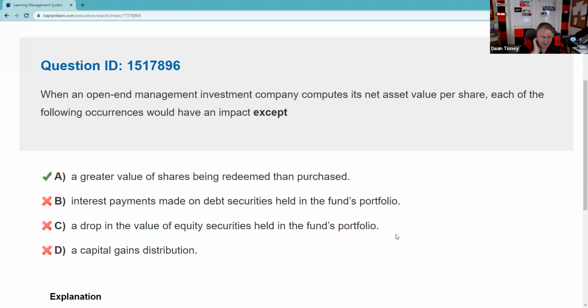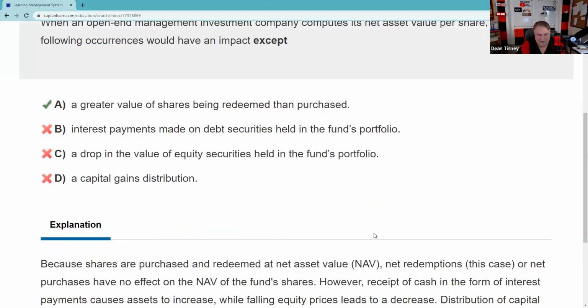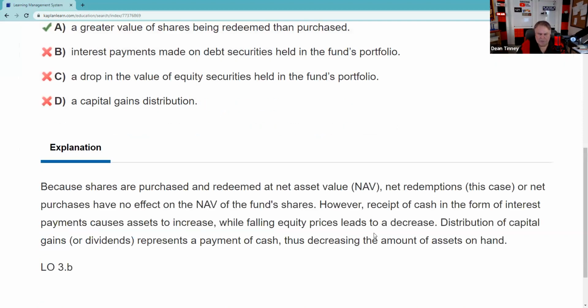I'm not going to show you the math here. I do have a video and I'll link to it, and I'll show you the math and why that's the case. But you should definitely know that purchasing and redeeming mutual fund shares has no effect on the NAV. The main thing is the securities. Because shares are purchased and redeemed, net redemptions have no effect. There you go. That is testable.